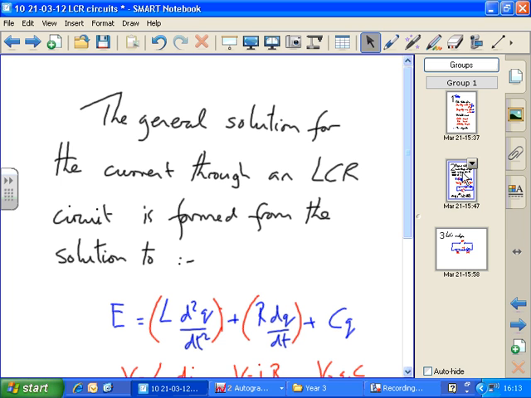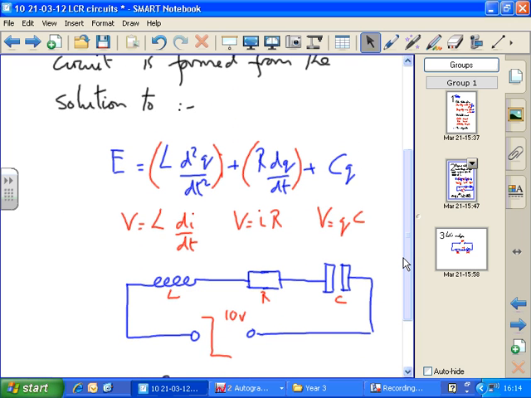So today I want to look at this circuit then. Don't bother to write all this down. This is by way of introduction. We've already looked at it. The general solution for the current flowing through an LCR circuit is formed from the solution to this. If you remember when we first introduced this, I gave you a second order differential equation, which is what we have to solve and what we use the Laplace transforms to solve to analyze this circuit.